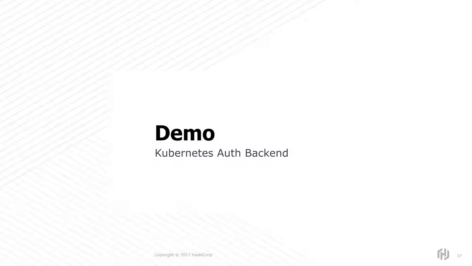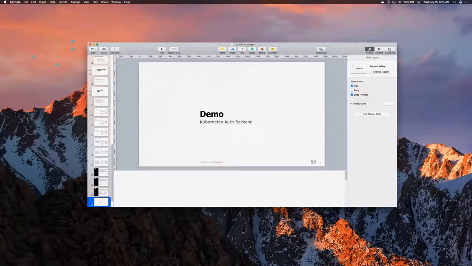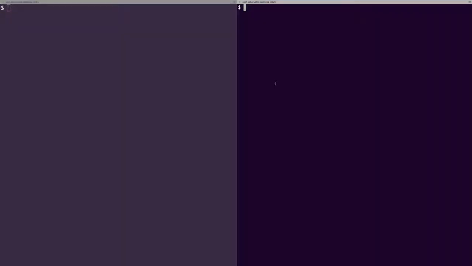So I want to switch over and do a very quick demo of some applications using this backend to authenticate to Vault and get a Vault token or get some set of secrets. All right, so I have a Vault server already running, and it was configured to have the Kubernetes auth backend set up, and I used almost exactly the same commands that I just showed on my slides.